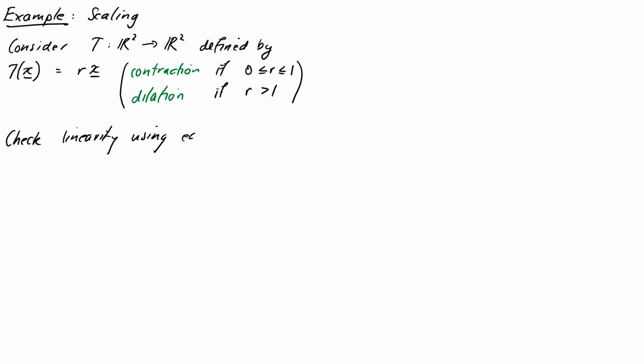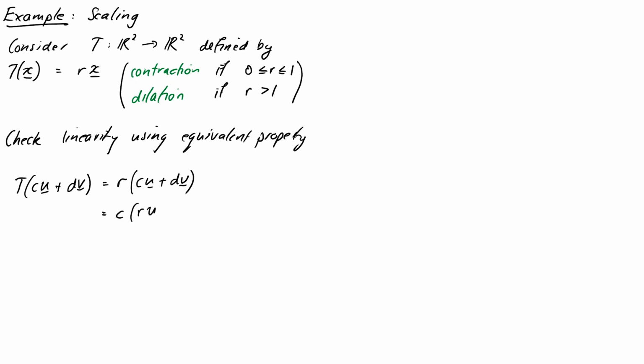So we'll use the second property. We're going to take T of cu plus dv. Now for us that means r times cu plus dv. We can just rearrange and expand a little bit, which will give us c times ru plus d times rv. Now ru is just T of u and rv is just T of v, so that equals c times T of u plus d times T of v.